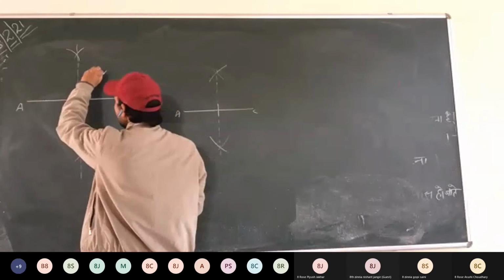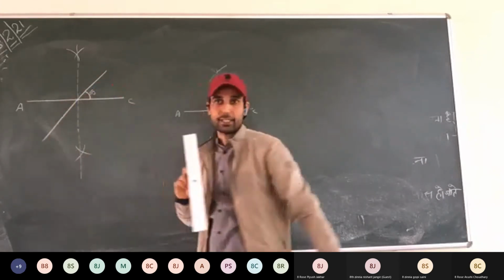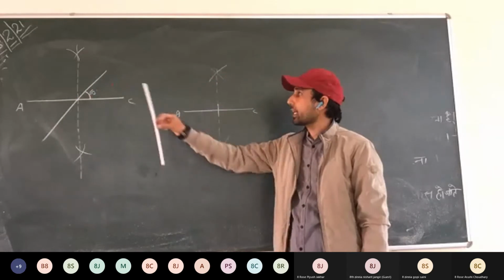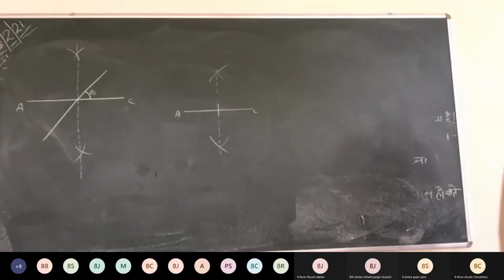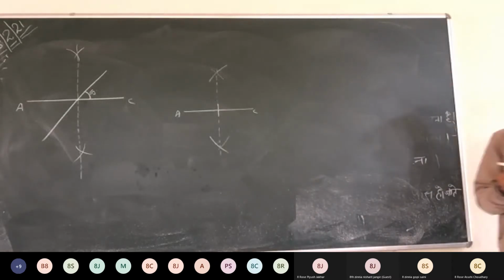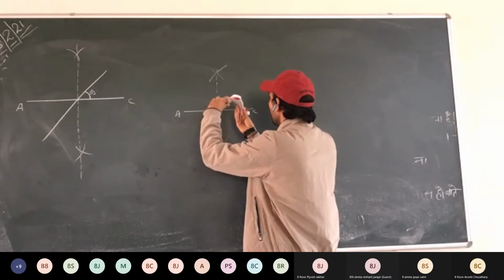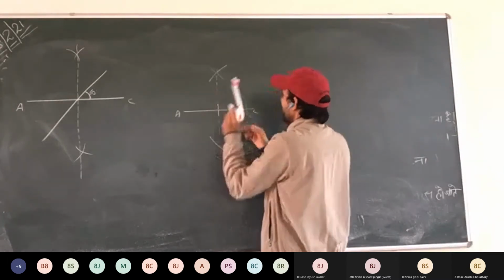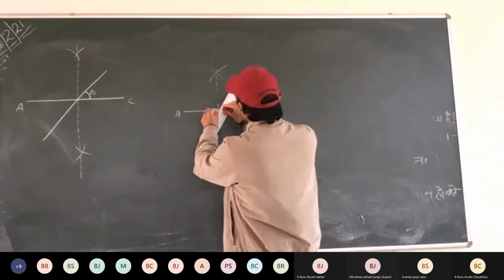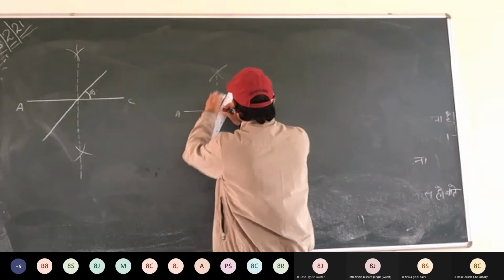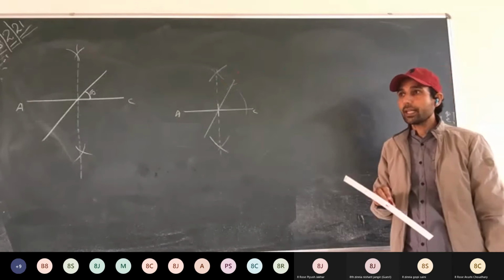Now another diagonal. We'll be drawing a line which is at an angle of 60 degree. So at this midpoint, draw an angle of 60 degree. Drawn. This is another diagonal.